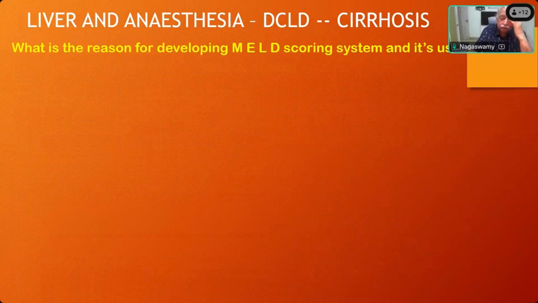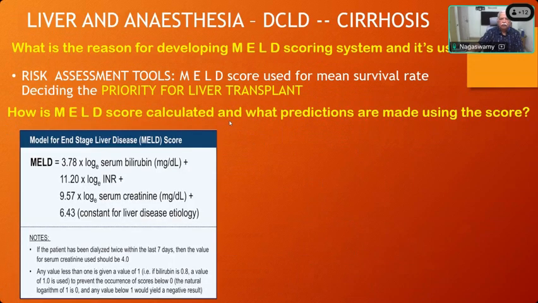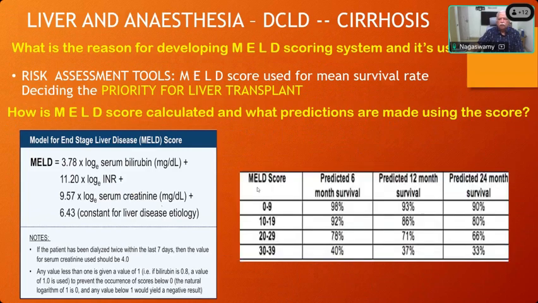Second reason is to choose which patient has to go for transplant earlier compared to the other patients who are also in the end-stage liver disease. So risk assessment is done, priority for liver transplant is calculated. The predictors used are these three things: log serum bilirubin, log INR, log creatinine. Based on that you have that scoring, and these are the predictions that you get.